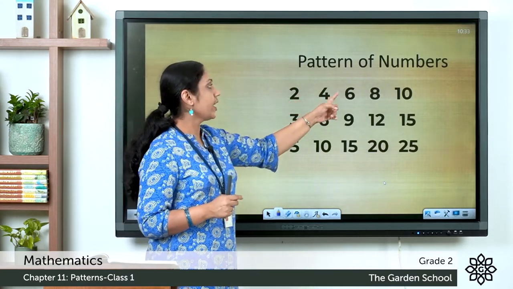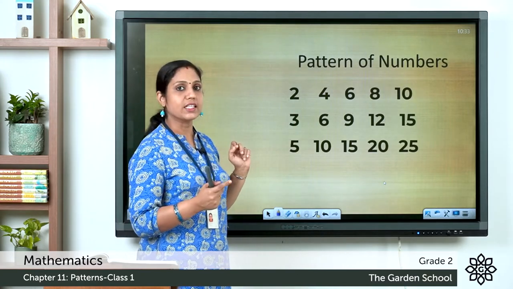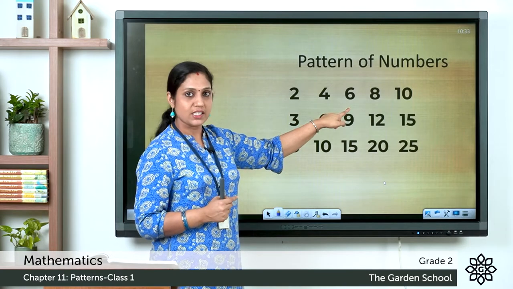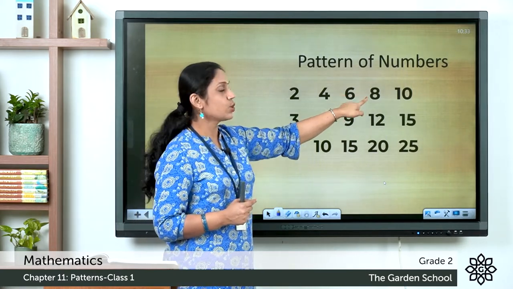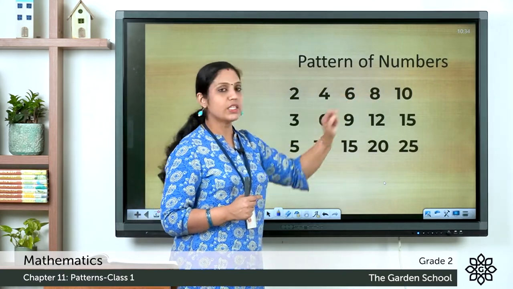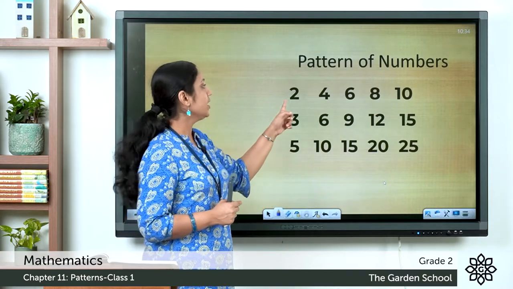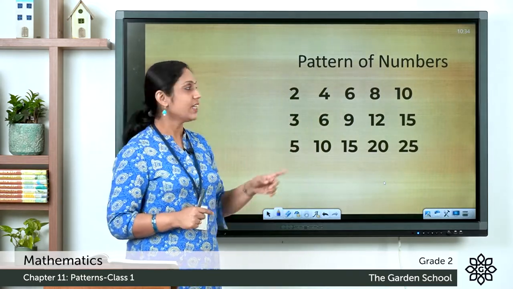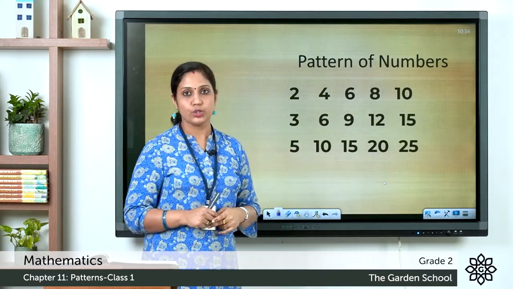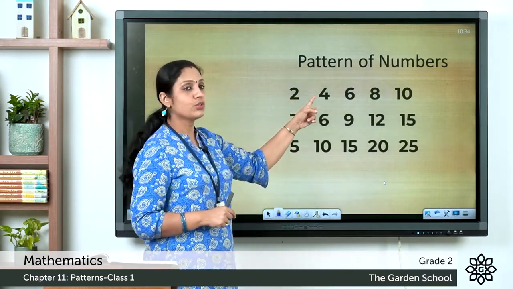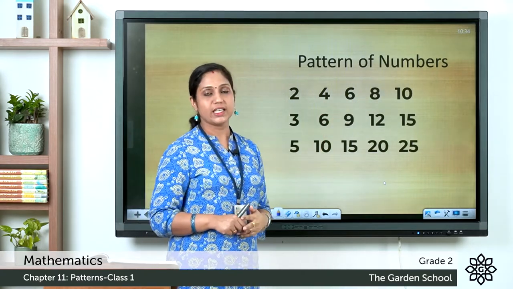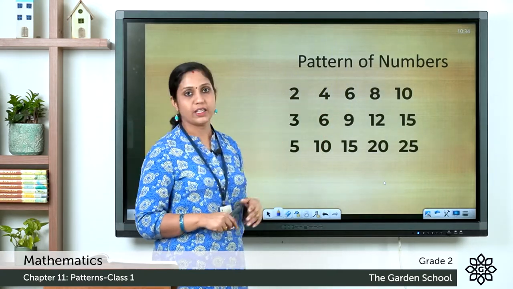So look at the second and third number, we have 4 and 6. By how much these numbers are increasing? 4 plus 2 is 6. And again, 6 plus 2 is 8. 8 plus 2 is 10. So here we can say that these numbers are increasing by 2. Or also you can say that these are the multiples of 2. So 2 ones are 2, 2 twos are 4, 2 threes are 6, 2 fours are 8, 2 fives are 10. So this is how this pattern goes.